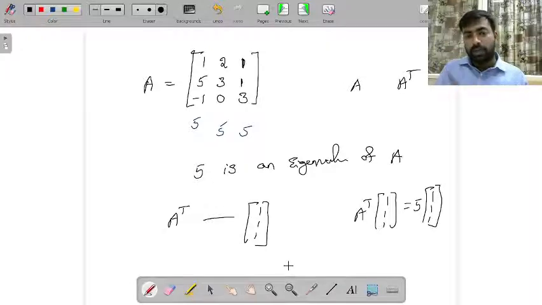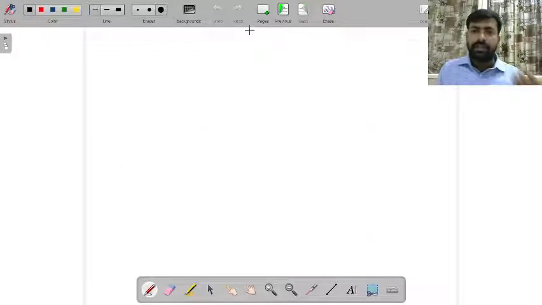So when you know the column sum is equal, then you can talk about an eigenvector of A transpose and an eigenvalue of A and A transpose as well. Okay, but when you know the row sum is equal, you can say that the row sum is an eigenvalue and 1 1 1 will be the corresponding eigenvector. Okay. Now let's look at a few more things.